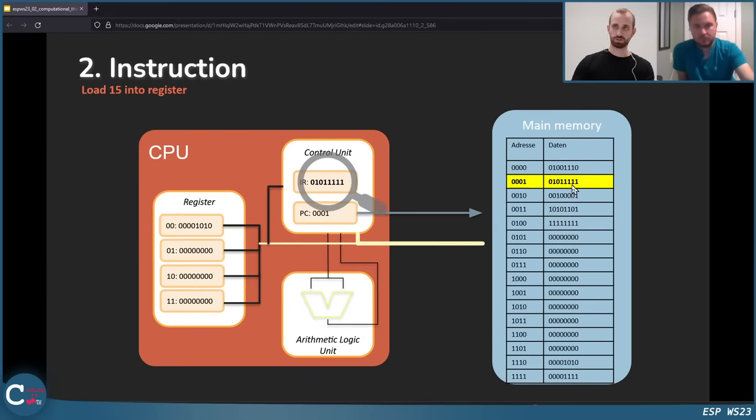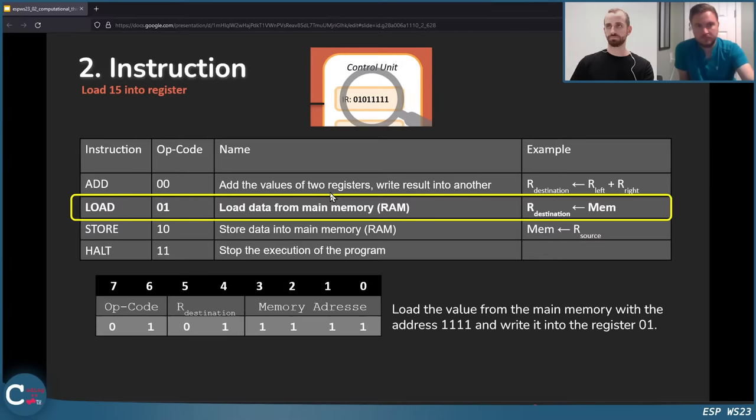We load this instruction into the instruction register. And then again we have a look at what this instruction means for us. The instruction 01011111 again means a load, the same as before. The operation code is 01, so the first two bits are 01, and we know that means the instruction is a load.